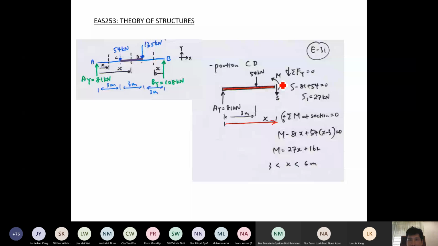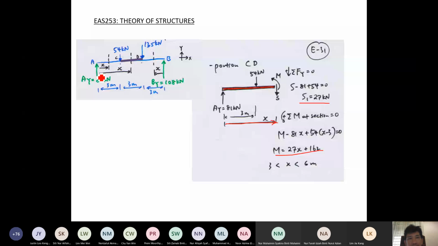Then the next is to repeat the process. Get the shear force using the force equilibrium equation, and get the bending moment using the moment equilibrium equation. Take moment at the cut section, then we get shear again constant, moment a function of X. The X here, we start from A, but this is for indication, this is for C to D. We are getting the variation of shear force and bending moment for portion C to D. So X takes the value between 3 and 6, with X starting from A as the origin.